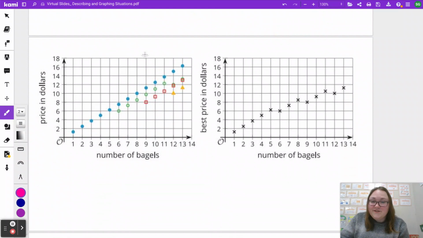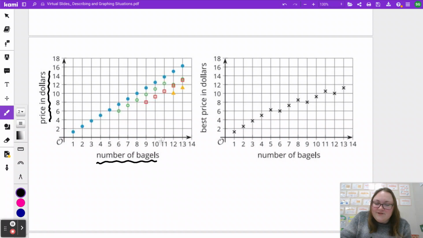So focus in on this first graph for a moment. This first graph is looking at the number of bagels you buy and just price. Not best price, just the price. And you might just be looking at this saying, that looks crazy. And I agree, it does look crazy.